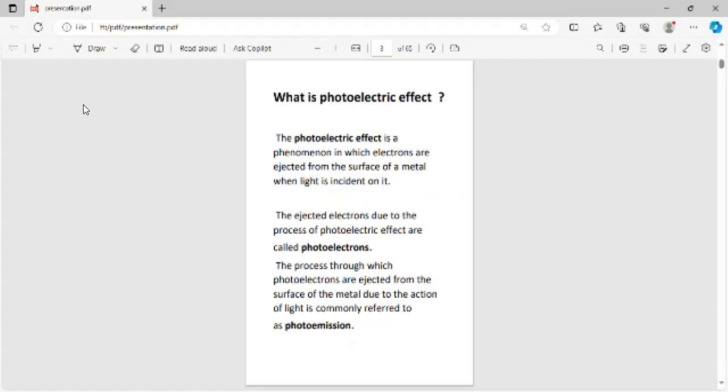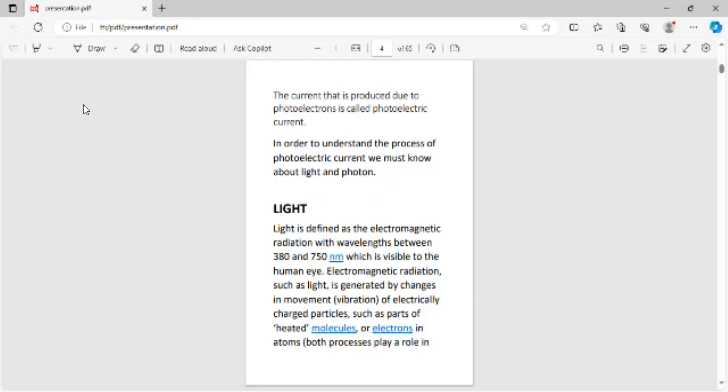Those emitted electrons are called photoelectrons, and this phenomenon is also called photoemission. The current that flows due to those photoelectrons is also called photoelectric current. In order to understand the process of photoelectric current, we must know about light and photons.